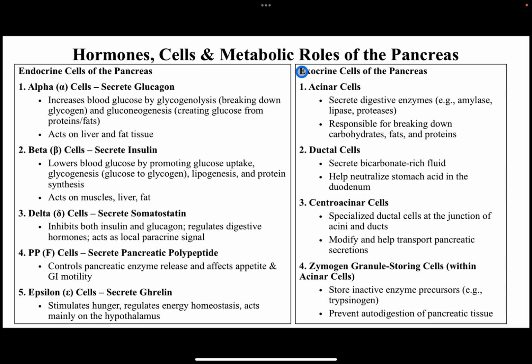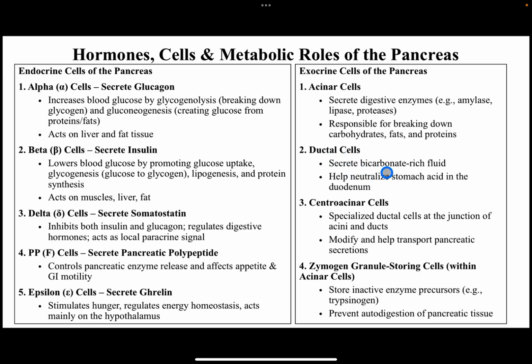Now let's concentrate a bit on the exocrine pancreas. In the exocrine pancreas, we have about 4 exocrine cells. We have the acinar cells, the ductal cells, the centroacinar cells, and then we have the zymogen granule storing cells, which are within the acinar cells. In fact, the acinar cells secrete digestive enzymes like amylase, lipase, and the proteases. These enzymes are responsible for breaking down carbohydrates, fats, and proteins.